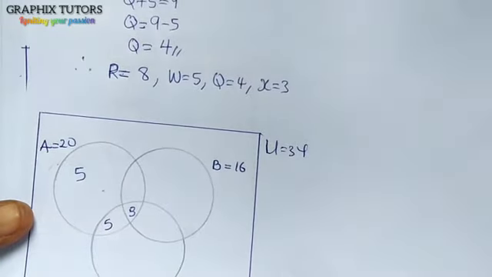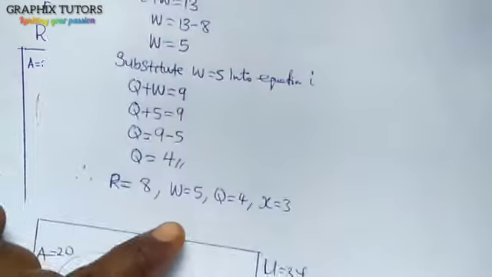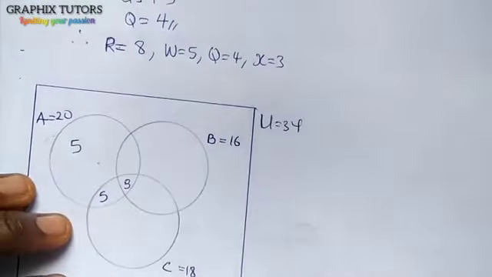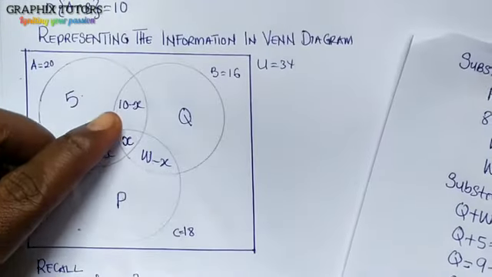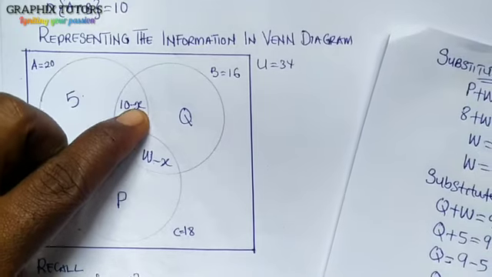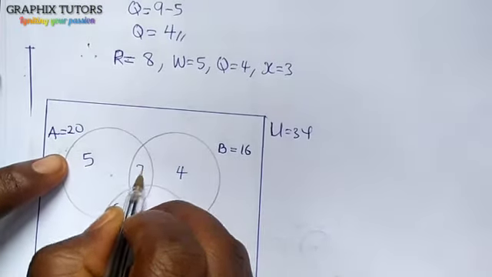right? Then the next one here that we have is q, but q we got is what? Is 4, so I'm going to put my 4 here. Then the next one is 10 minus x, but we know x is 3, 10 minus 3 is 7, so I put my 7 here.